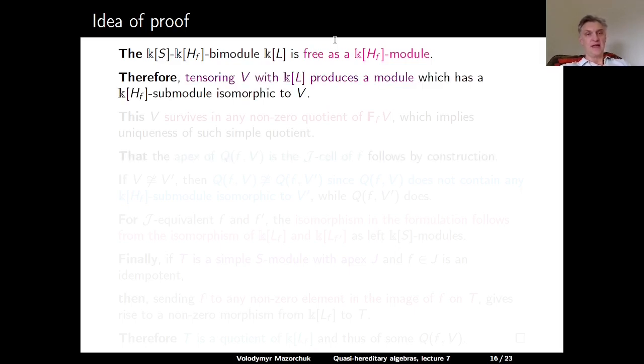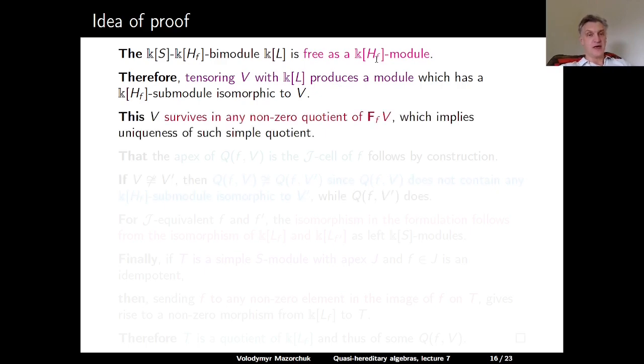Therefore, when we tensor our simple module V with this bimodule KL, this produces a module which has a distinguished KHF submodule which is isomorphic to V. There is a unique component here which is responsible for transferring the KHF structure. So this module V survives in any non-zero quotient of our tensor product, and this implies uniqueness of such quotient and proves the first assertion of our theorem.